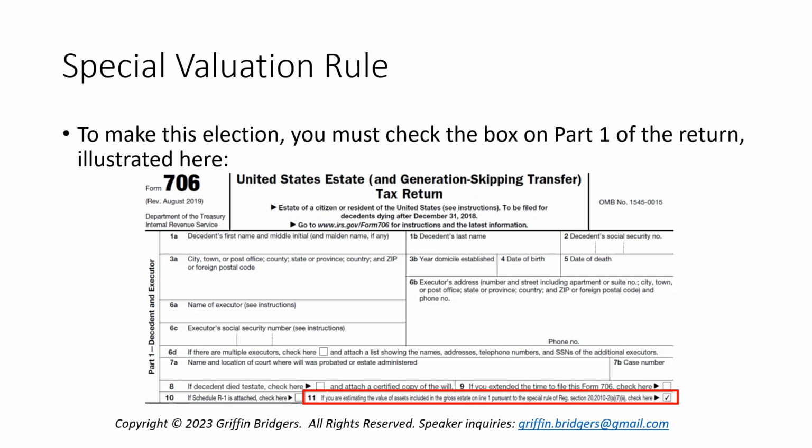But assuming you had an executor who wanted to make this election, what they do first is go to the top of the 706, Part 1, and we'll see on line 11 here in the red box that if you want to estimate the value of assets included in the gross estate, then that box has to be checked. If you check that box, you can estimate values, but you don't necessarily have to. And checking that box isn't enough.